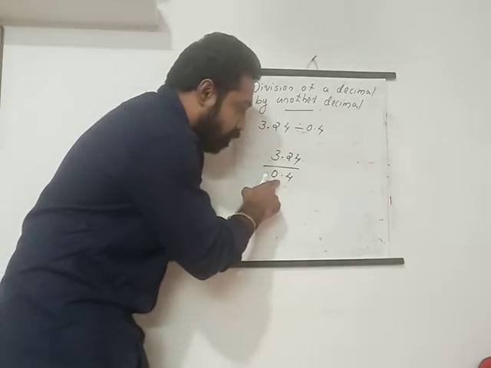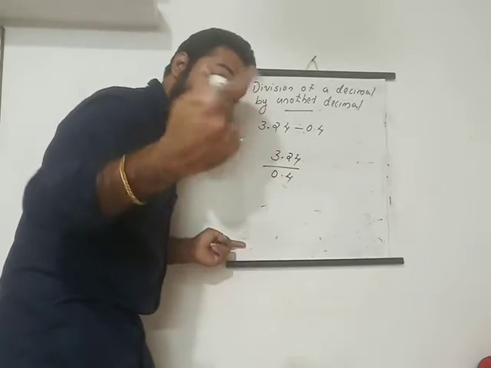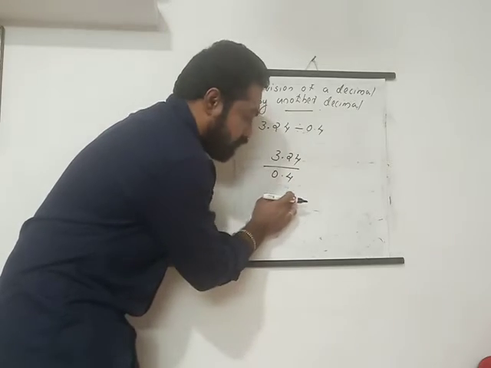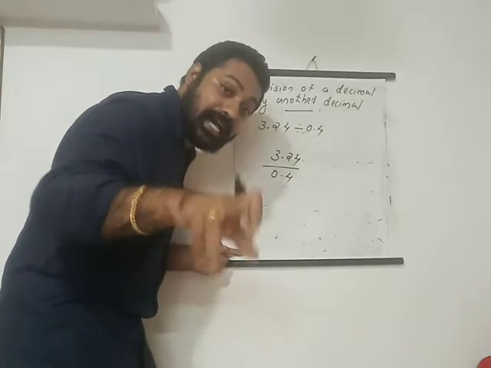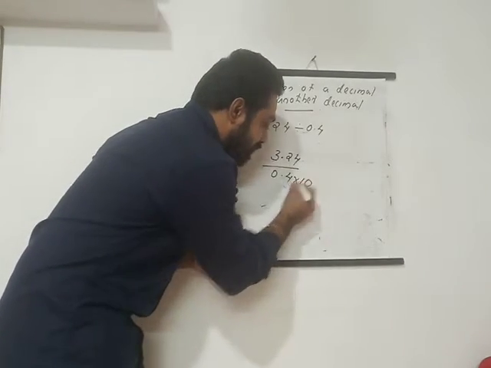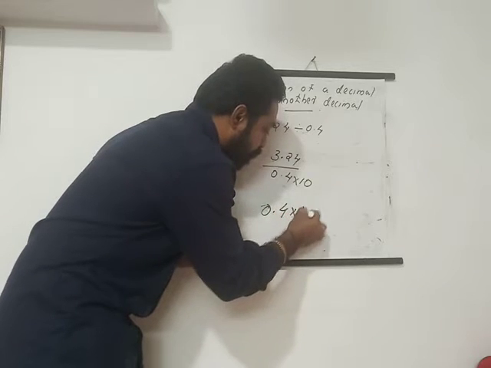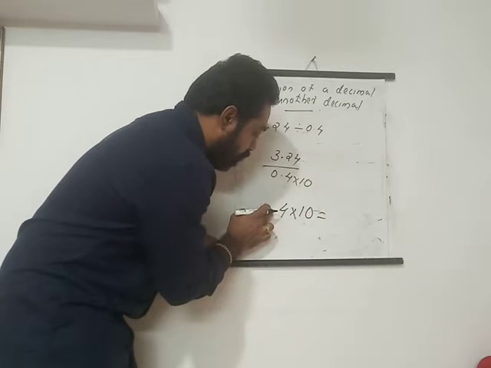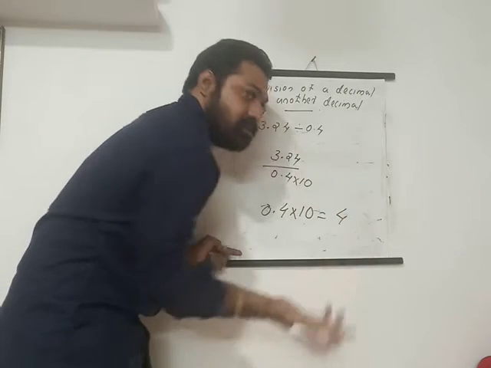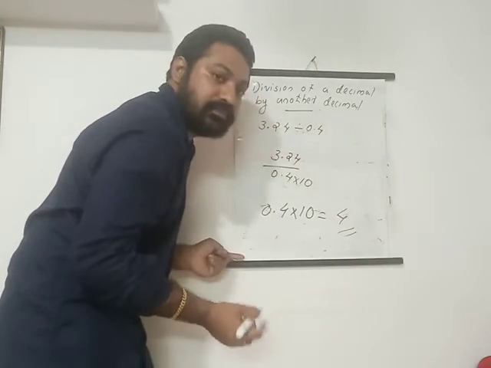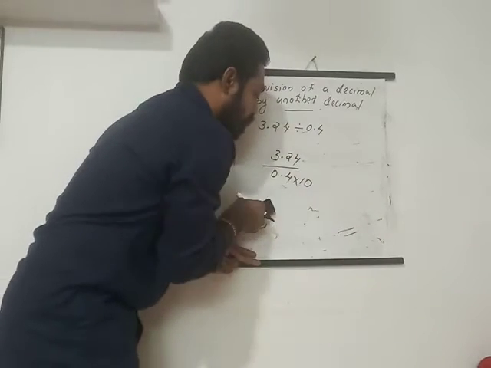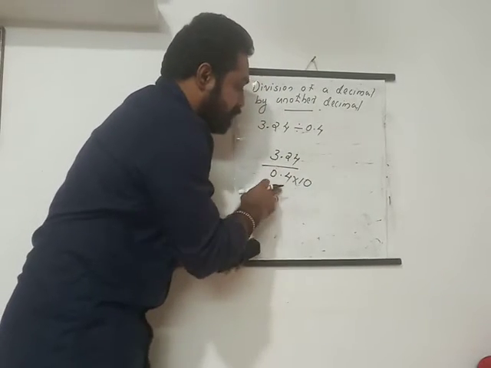We need to convert 0.4 into 4. To convert 0.4 into 4, the decimal point has to move to the right. For that we need to multiply by 10, isn't it? When you multiply 0.4 by 10, the point moves one place, so it becomes 4.0, which means nothing is there after the point. It becomes 4. We have to multiply it by 10 here. For this question, we need to multiply by 10.